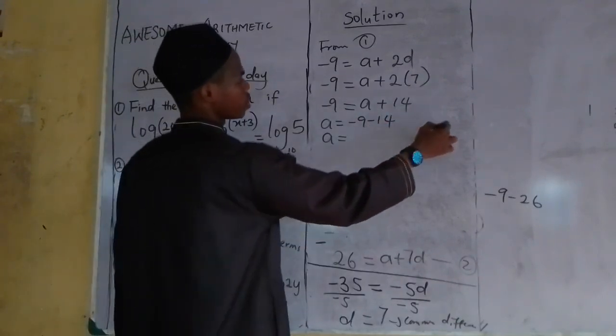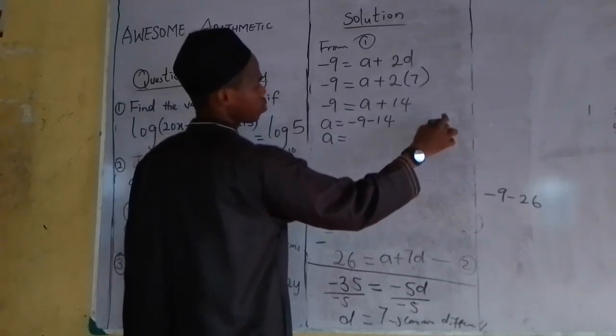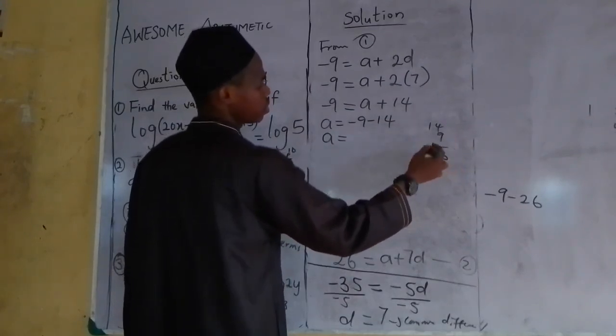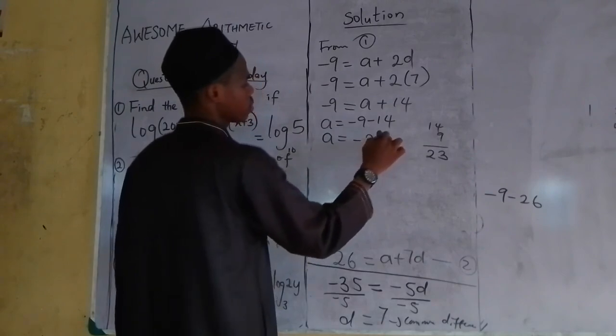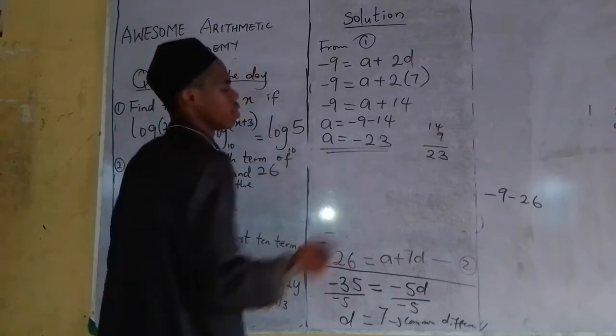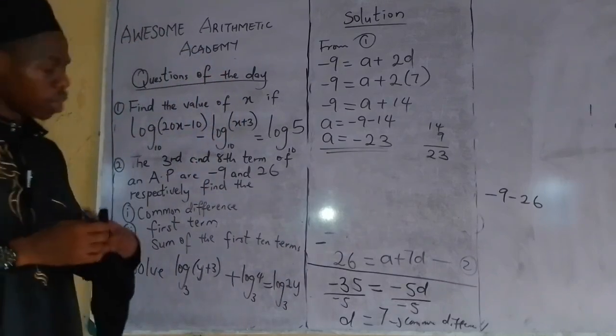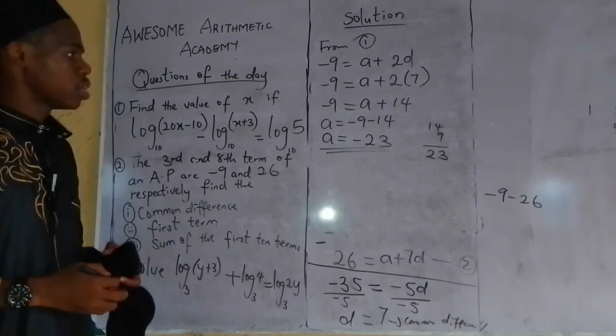Minus 9 minus 14 should be what? What is 9 plus 14? This will give us 23. That will be minus 23. And that will be the first term. I hope this is okay.